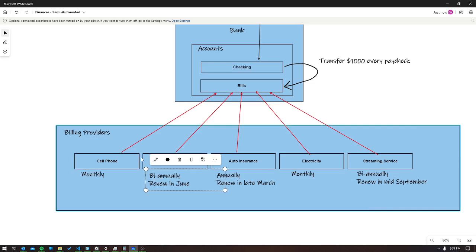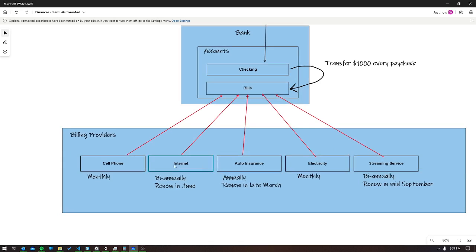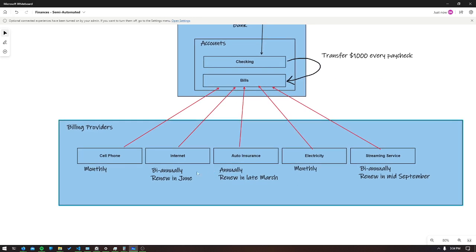A couple times per year, you have your internet bill taken out of this account. Every year you have your auto insurance taken out. Maybe electricity, you get that every month. Maybe you have a streaming service, and a couple times per year you pull the money out of there. And things like that. So basically all of your bills, they're all pulling from this one large checking account here, and they're doing it on different schedules, according to however you have that set up.